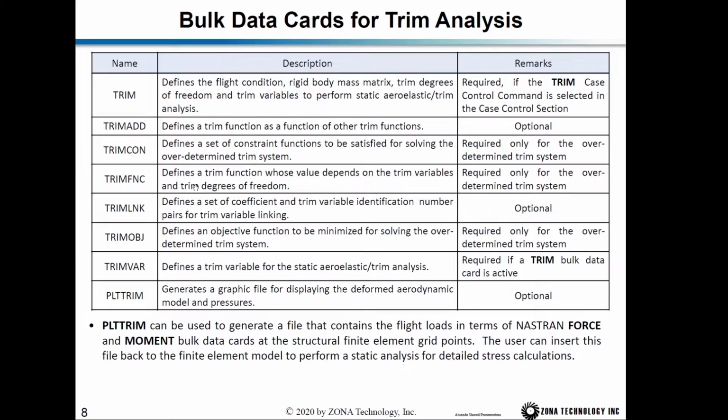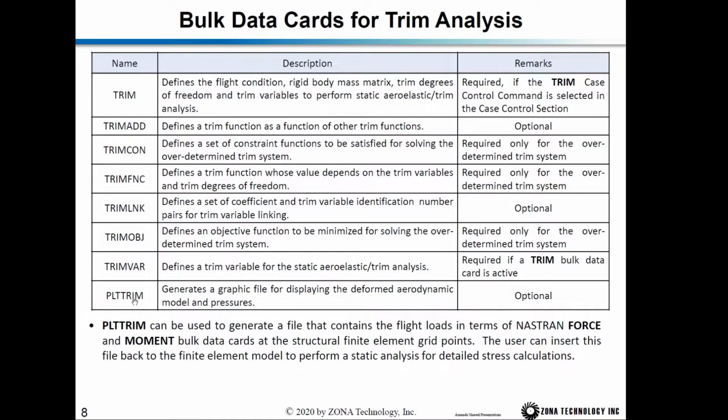Okay. Then if you have an overdetermined trim problem, you have to define the TRIMOBJ card to define an objective function, and the TRIMCNT card to define a set of constraint functions. Then those two cards refer to the TRIMFNC card to construct the objective function and the constraint functions.